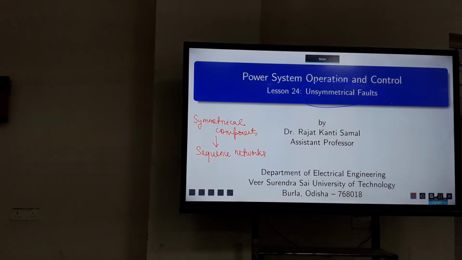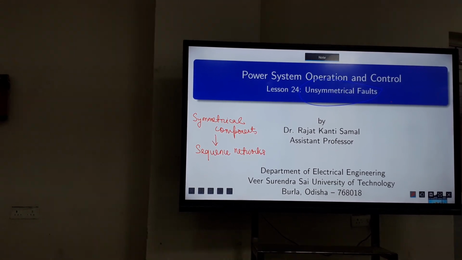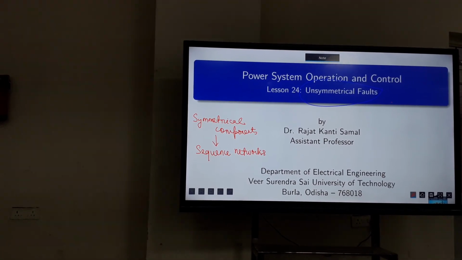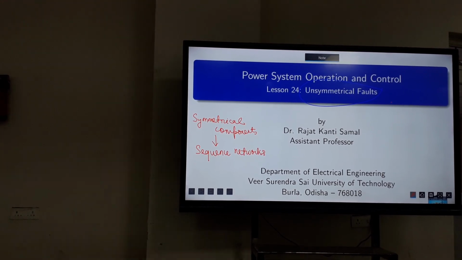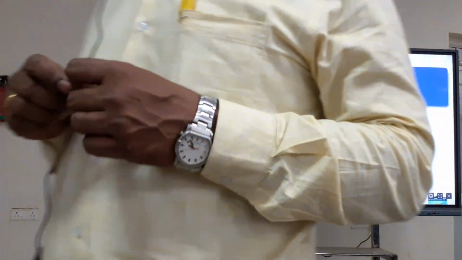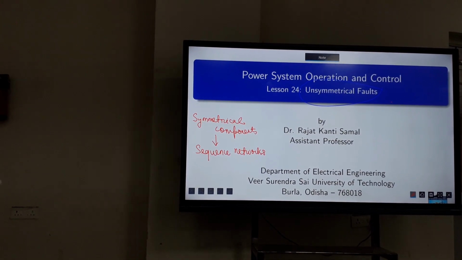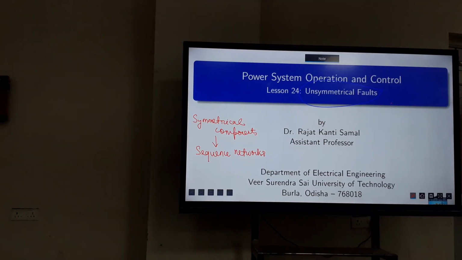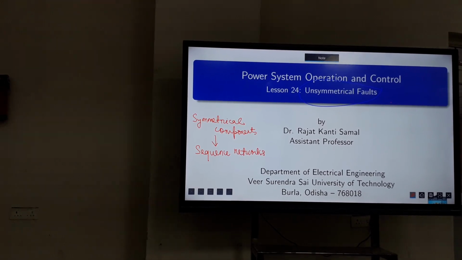Suryamani, talk. Why are symmetrical components used? Anyone? You? Why are symmetrical components used? Why do we discuss symmetrical components? Look at that. What is the utility of symmetrical components?